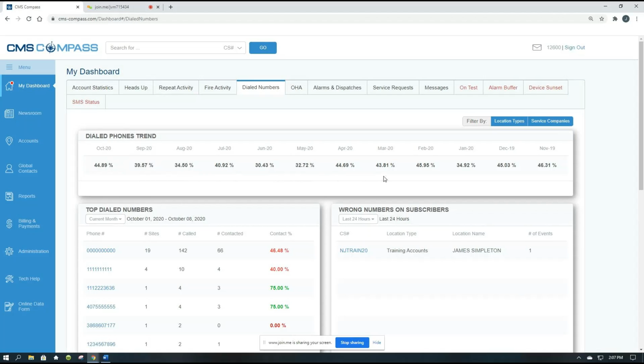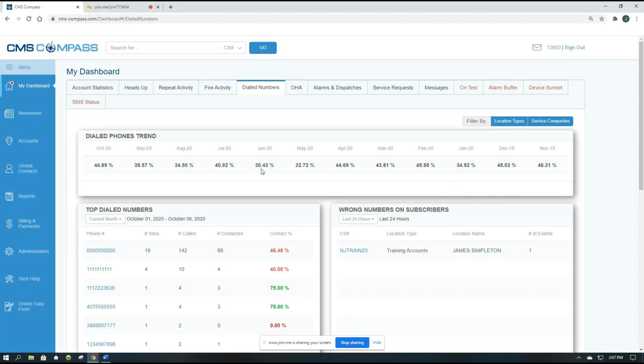So for this dealer, again, it's a fake dealer, but we're staying pretty consistent in our answer rate. Now, why are our numbers so high? Well, basically because these are training accounts, and we're actually faking the numbers because our monitoring reps that are training are making the phone calls and someone's actually answering, so they train.